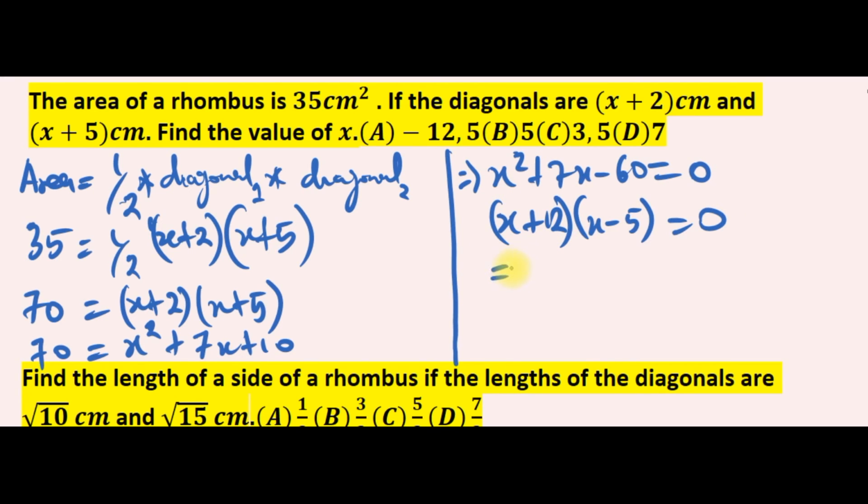So as you can see, for the product of two numbers to be 0, either the first is 0 or the second is, which implies that x is minus 12 or 5. But there is a little problem. We cannot use minus 12, because if you put minus 12 here, minus 12 plus 2 is minus 10. We have a negative diagonal, which is not possible. And also here, if you put minus 12, we also have a negative diagonal, so the only answer is just 5. So our answer is option B.